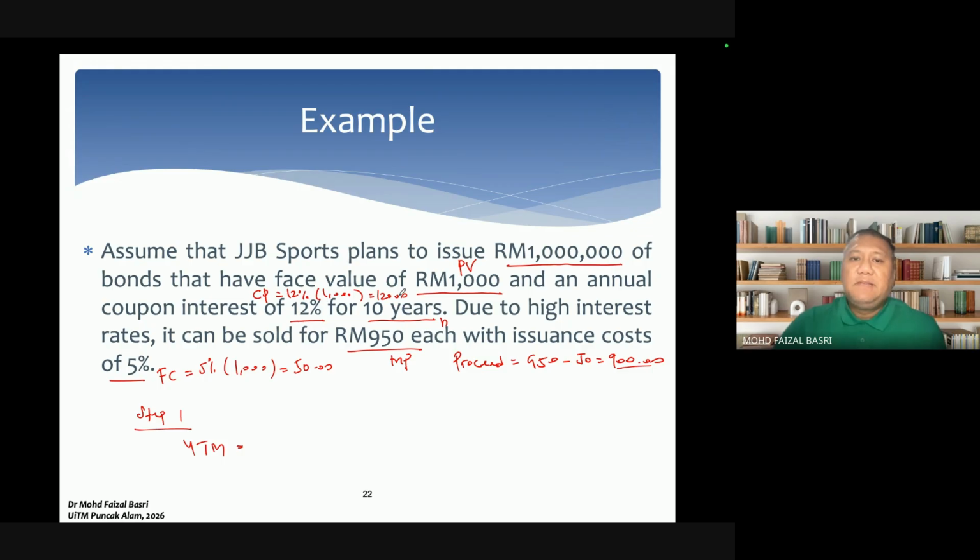So the coupon payment is RM120 plus par value, which is always 1,000, and the proceed we define it at RM900. Then we're going to divide this by the N, and N is 10 years. And we divide everything by taking 1,000 plus 900 divided by 2. Don't forget to times 100 to get it in percentage.